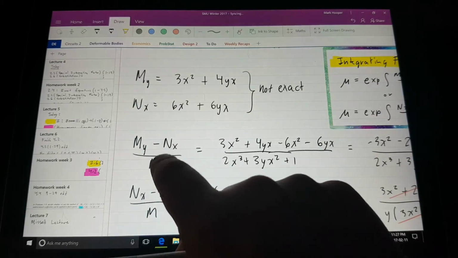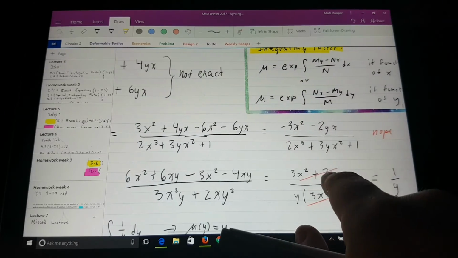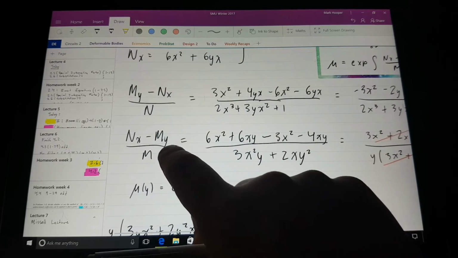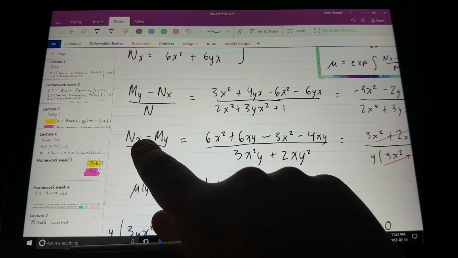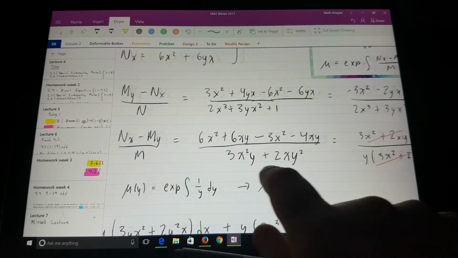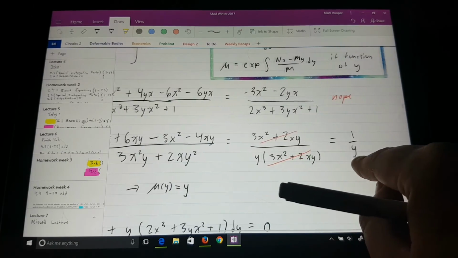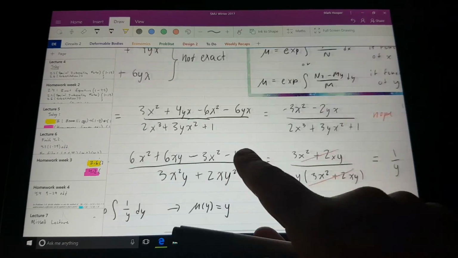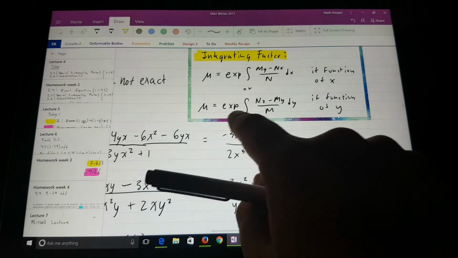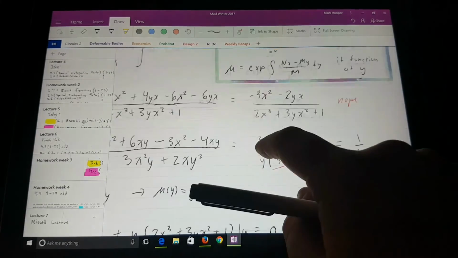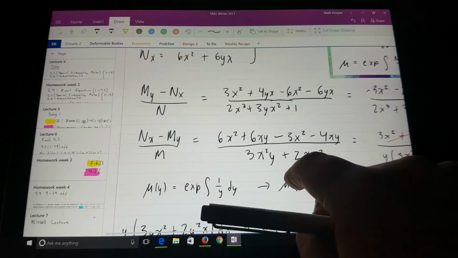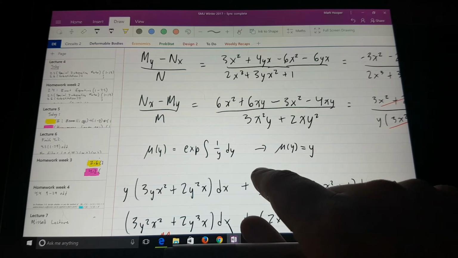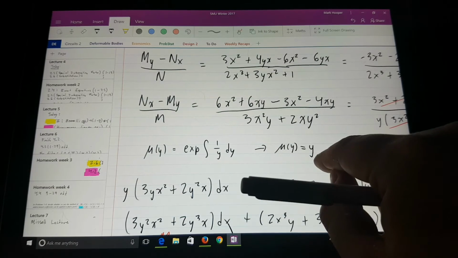So I take my minus nx, and I get this. Well, that's got x's and y's all over the place. I don't want to have to deal with that. So let's try this one. So again, nx, plug in the negative my over m, and look at that. That's pretty. So we got 1 over y. Now mu is with respect to y, right? Because this is y, so it's a function of y, so this is what we're going to calculate. We take the integral of 1 over y. Well, great, it's ln of y, so e to the ln of y is going to be y.